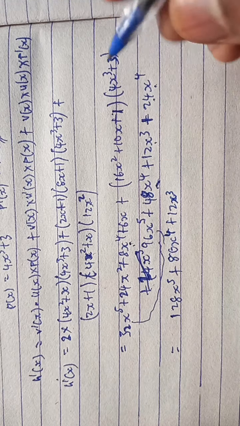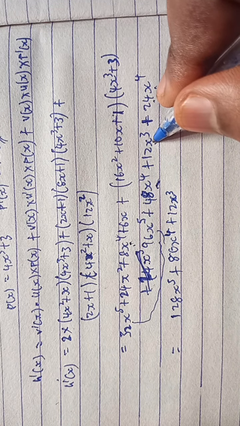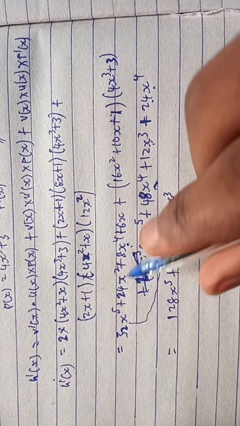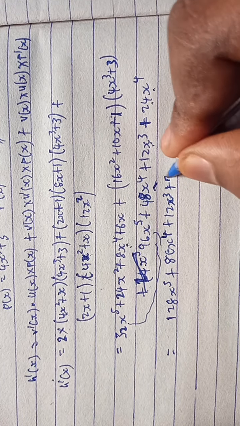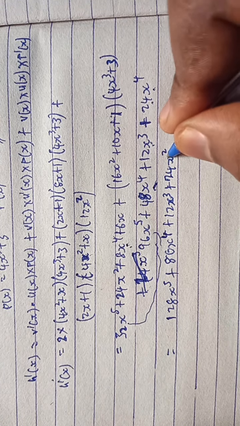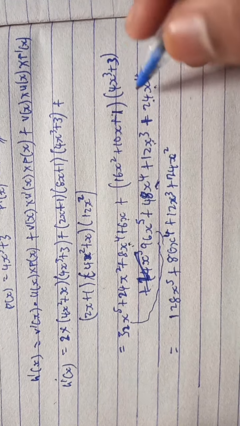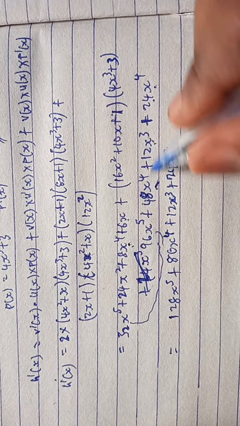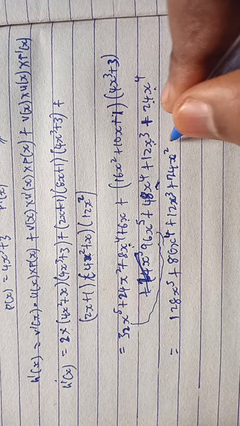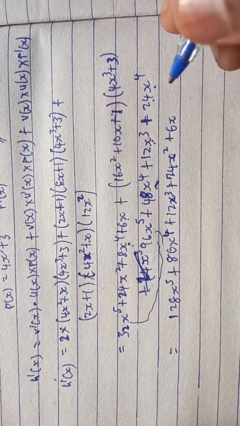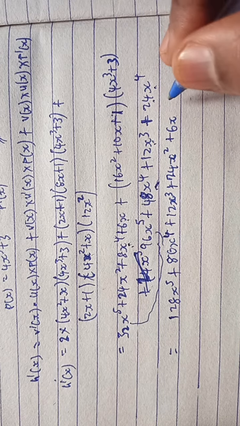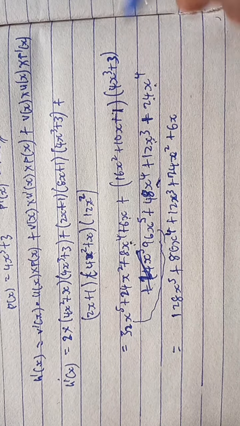Have you seen that, guys? So plus 12x cubed, then we have squared here, plus 24x squared, then this is 6x, and do we have any x here? No. So plus 6x. So this is it. So we now add it to the expansion of this.